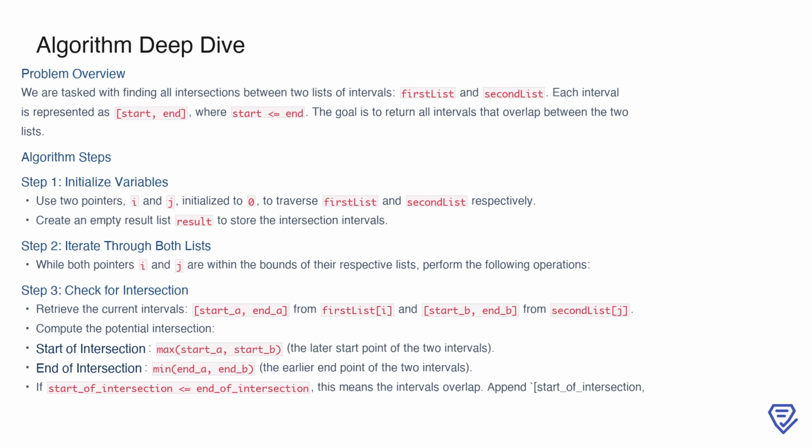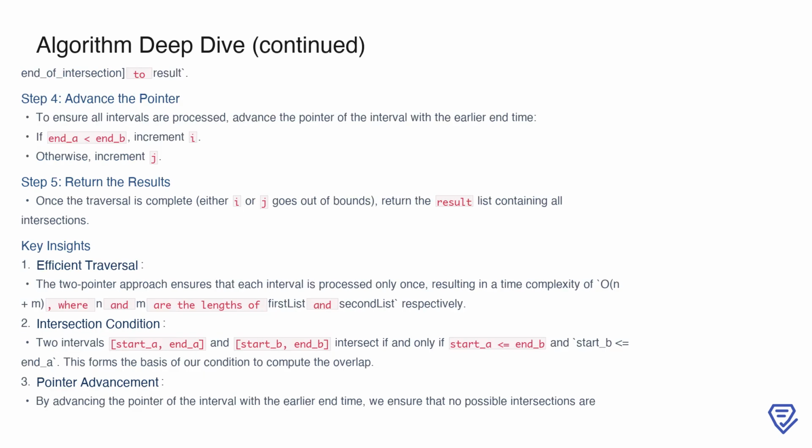If an intersection exists, we calculate its boundaries and add it to the result list. The start of the intersection is the maximum of the two intervals' start points, and the end is the minimum of their end points. If this calculated start is less than or equal to the end, it means we have found a valid intersection, so we append it to the result list.